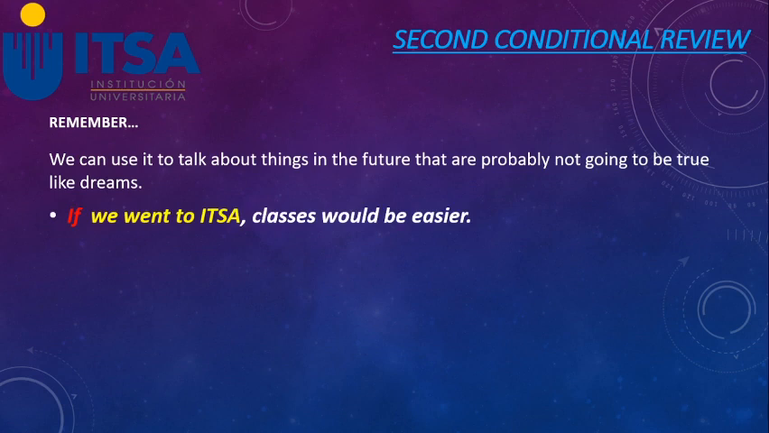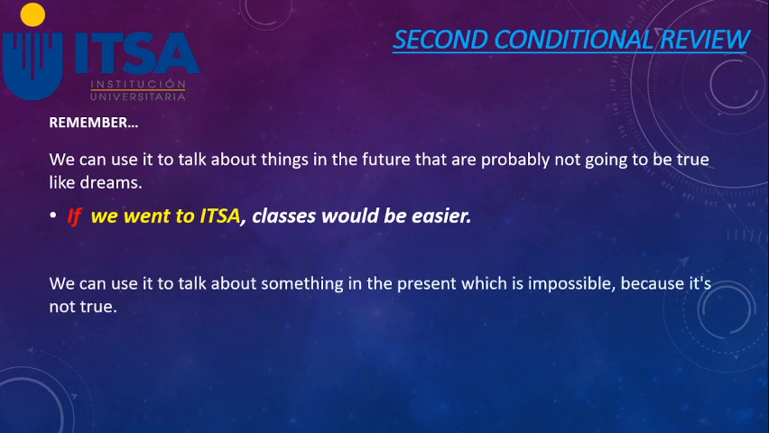For example, if we went to ITSA, classes would be easier. Yes, definitely. If we went to ITSA, classes would be easier. En este caso, si fuésemos a ITSA, las clases serían más fáciles. It's a present or future probability, but we know we are not going to ITSA. It's not going to happen because we are isolated by the quarantine.